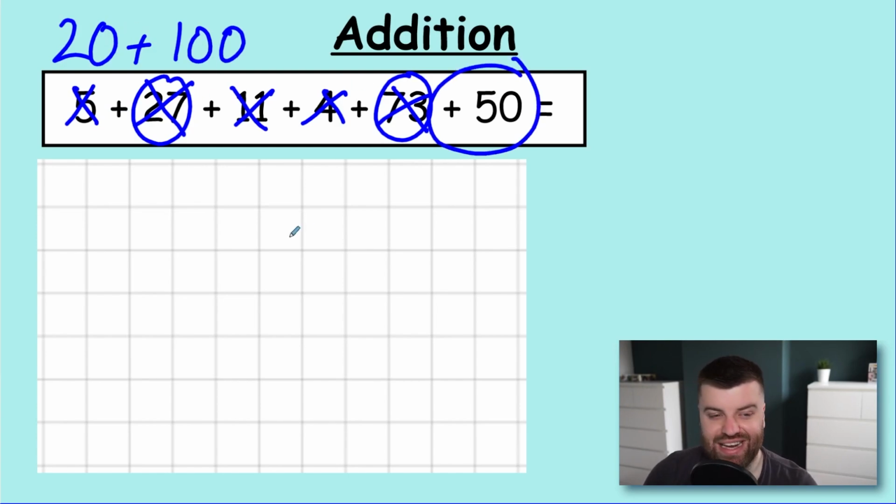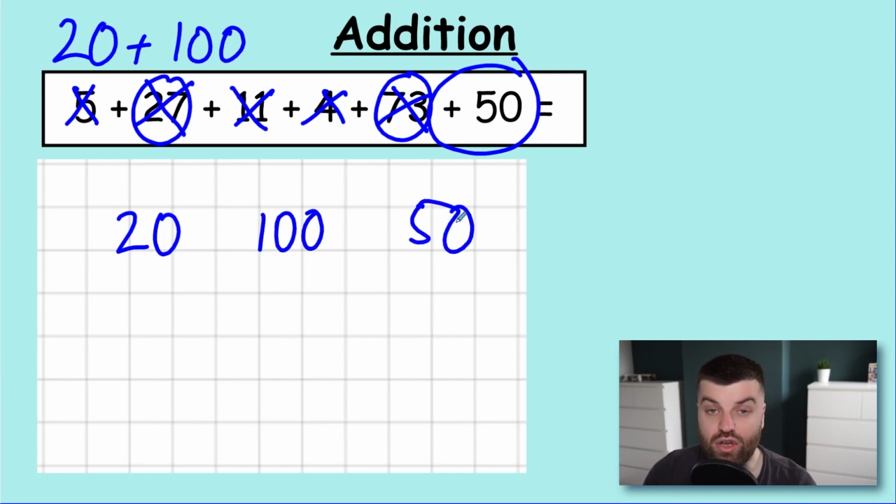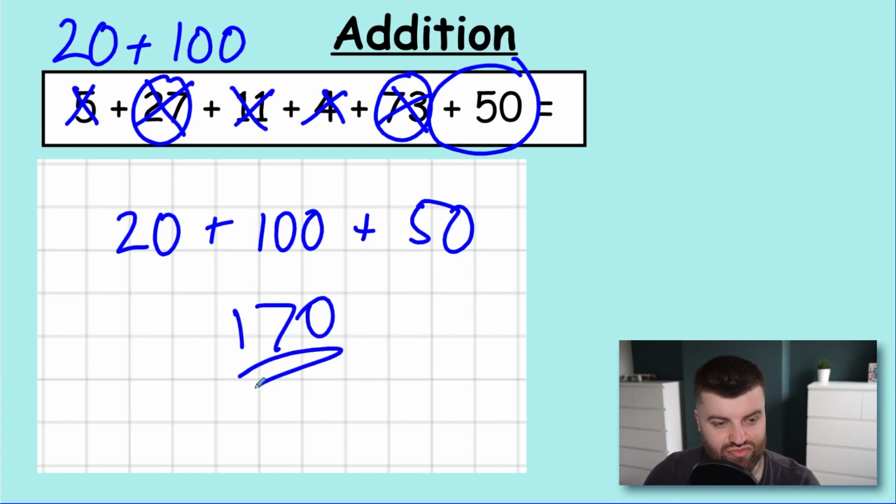Plus 50 is the only thing that's left. That's something we can do mentally. 20, 150. No need to write down long calculations, adding up 7 plus 5 plus 1 plus 4 plus 3 plus 0 and exchanging over. No, look, sometimes looking for those shortcuts, that gets us to the answer really, really quickly. So there's my next technique.